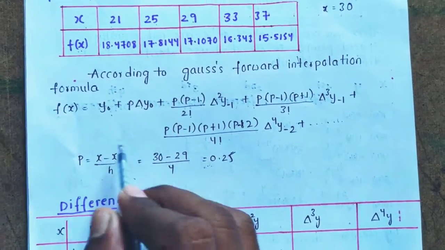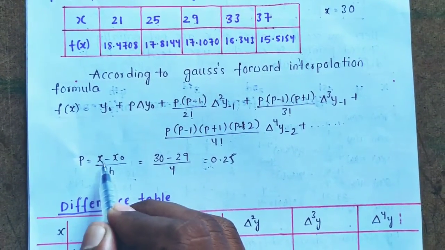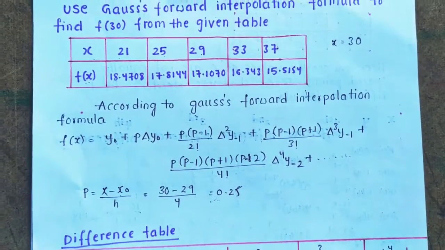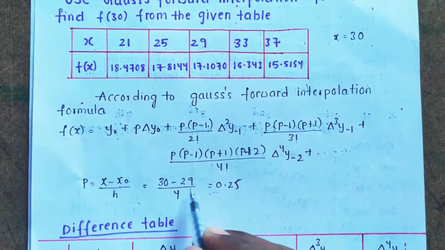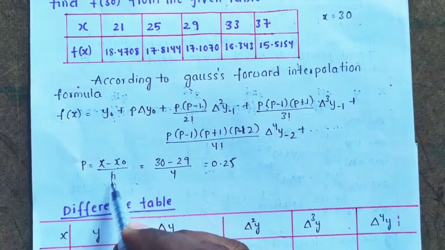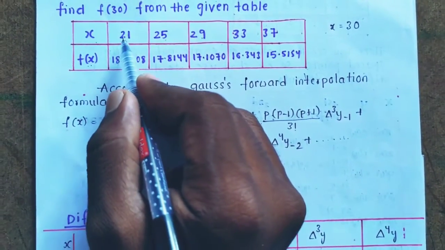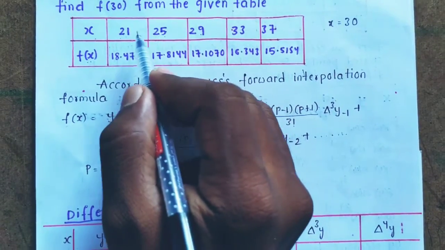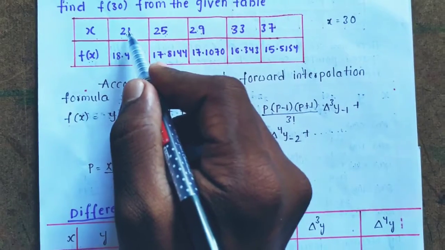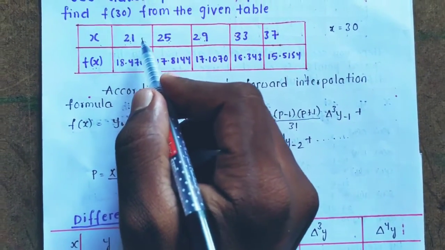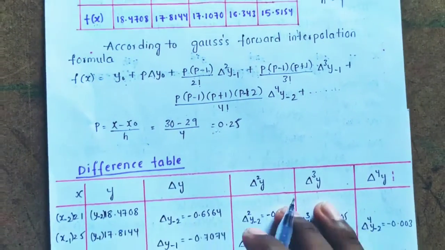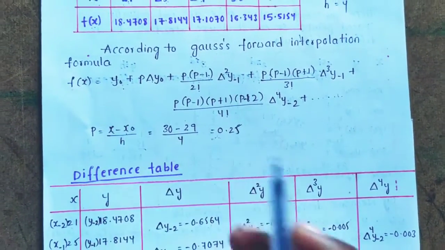Here for finding p, the value of x we are already given. The value of x is 30, and x naught value we find by using the difference table. The value of h is 4. Here h means the difference between 21 and 25, and 25 to 29 is the same. So let's take the h value as 4. Here the value of h is 4, and now how to find out the x naught value.